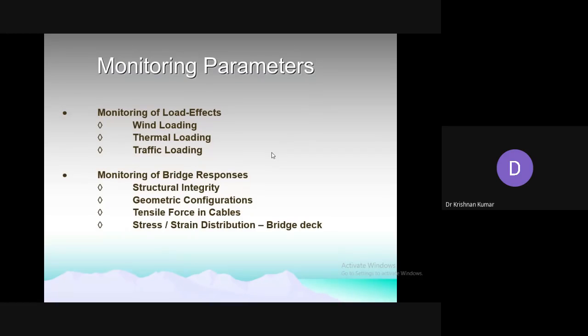Next, the changes of geometric configurations. Due to thermal effects, there will be expansions. So those expansions we have to measure, and how the stress distribution is based on that. Because of the cable stay bridge, the tensile force in each cable due to the moving load is also measured. Then the stress strain distribution of the concrete girders in the bridge deck is also measured.